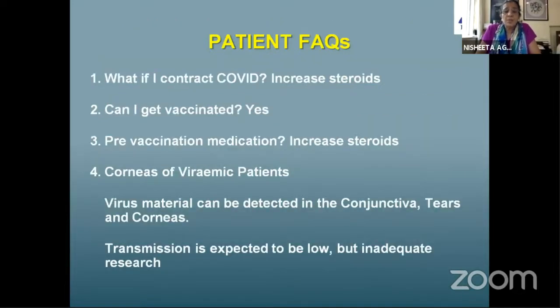Several times patients call up and say, if I get my transplant done and I contract COVID, what shall I do? Some of the answers that we gleaned from the reading material are that if a patient contracts COVID, the plan should be that steroids be increased. He can get vaccinated, but prior to vaccination, steroids should be increased. And just a bit of caution: the corneas of viremic patients have shown virus material in the conjunctiva, tears, and corneas. But is transmission expected? We don't know. It may be low, but there is inadequate research on that front.